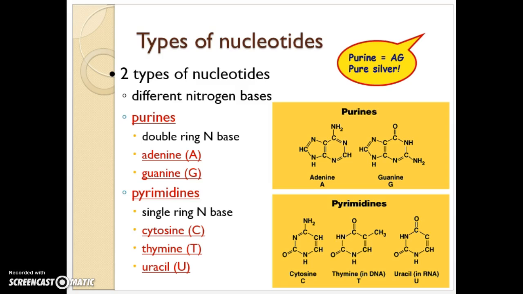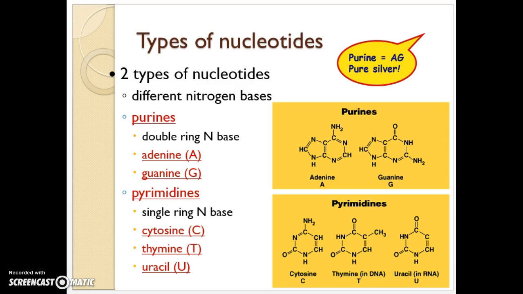So back to the monomer of DNA, there are 2 types of nucleotides. Of course, you know that there are 4 different nitrogen bases. There's adenine, guanine, cytosine, and thymine in DNA, and then cytosine and uracil in RNA. But these are actually broken into 2 different groups of nucleotides. And those 2 groups are the purines and the pyrimidines. And you should know the difference between them, which are which.